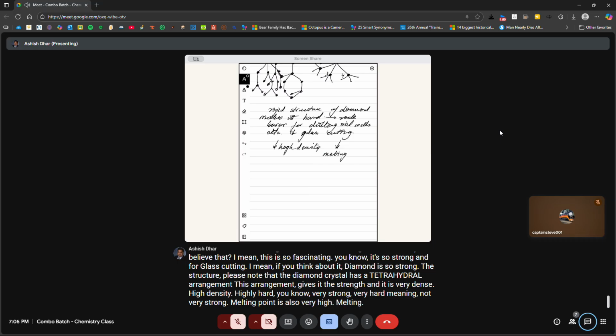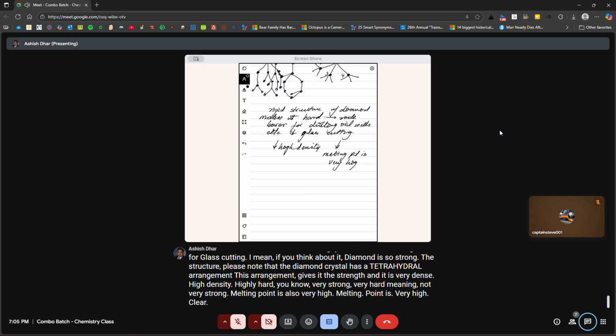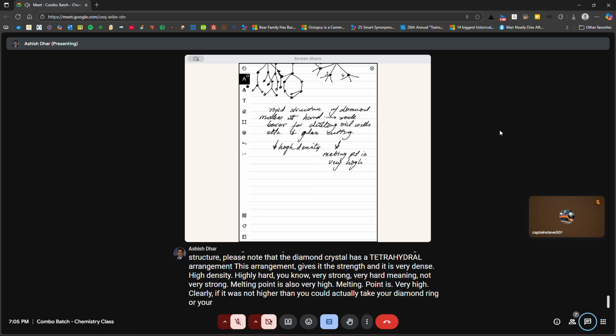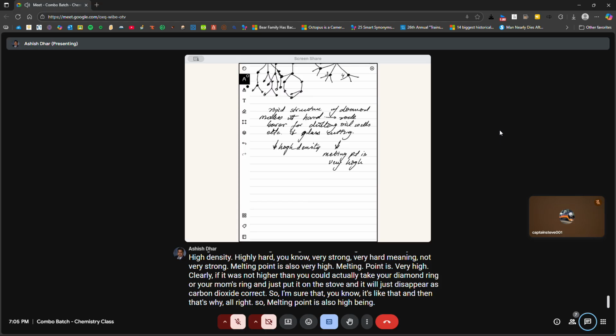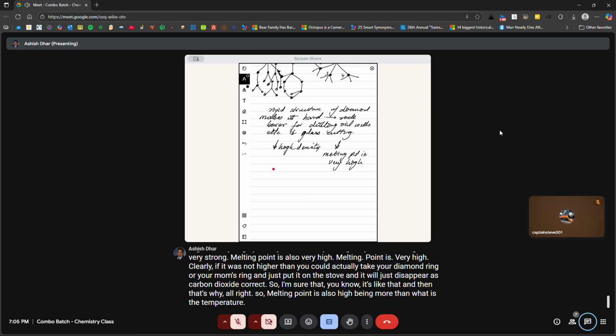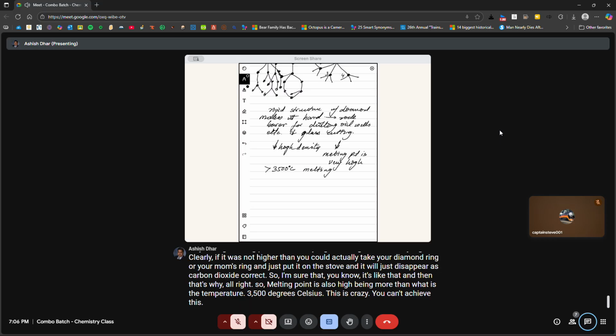Melting point is very high. Clearly, if it was not high, then you could actually take your diamond ring or your mom's ring and just put it on the stove and it will just disappear as carbon dioxide, correct? So I'm sure that it's like that, and that's why. All right. So melting point is also high, more than, what is the temperature? 3,500 degrees Celsius. This is crazy. You can't achieve this very easily.